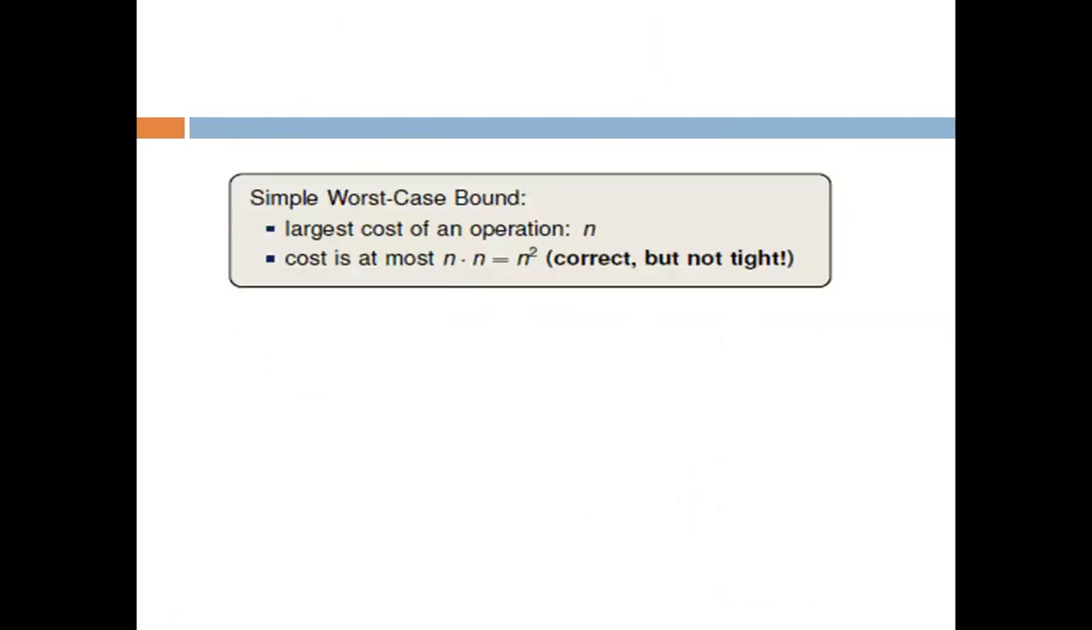So here in the aggregate analysis function, we find out the average cost. The largest cost of an operation is n. In the worst case, the bound cost is at most n into n, that is big O of n square. This cost is correct but not tight. So this is about aggregate analysis. In this we find out the average cost of each operation.